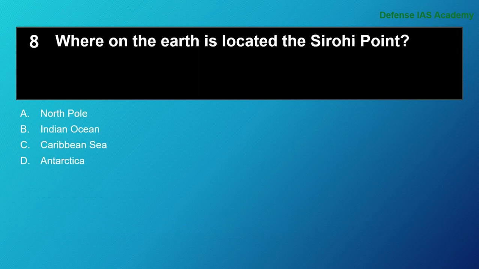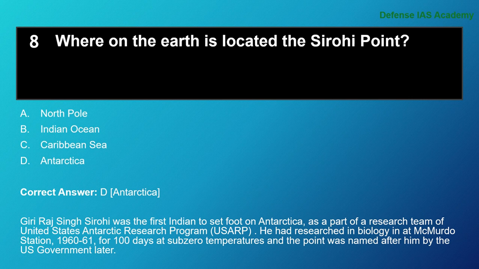Where on the earth is located the Sirohi Point? So where is Sirohi Point located? Answer is option D, Antarctica. It is located in Antarctica.